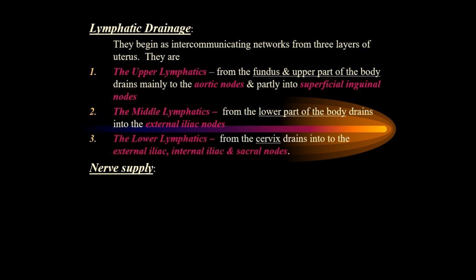And the lymphatics from the cervix, which form the lowermost lymphatics, will be draining into the external iliac group of lymph nodes, internal iliac group of lymph nodes, as well as the sacral group of lymph nodes. So this is the typical nature of the uterus. Even though it is a single body, the upper part of the body as well as the fundus will be draining into the aortic nodes. The middle, that is the lower part of the body, will be draining into the external iliac group of lymph nodes, and the cervix will be draining into the external iliac, internal iliac, as well as the sacral group of lymph nodes.